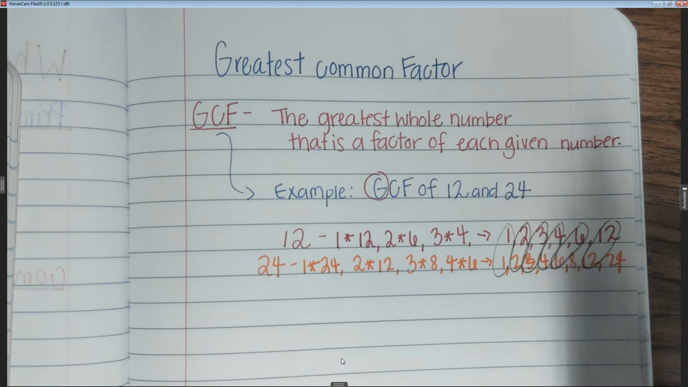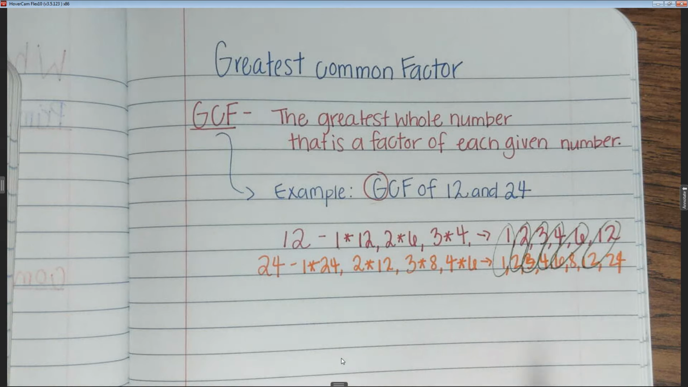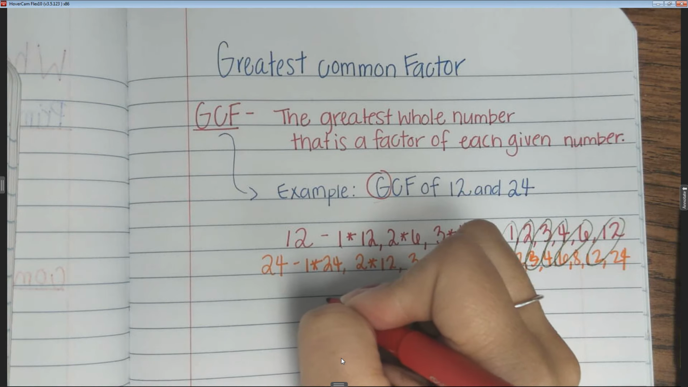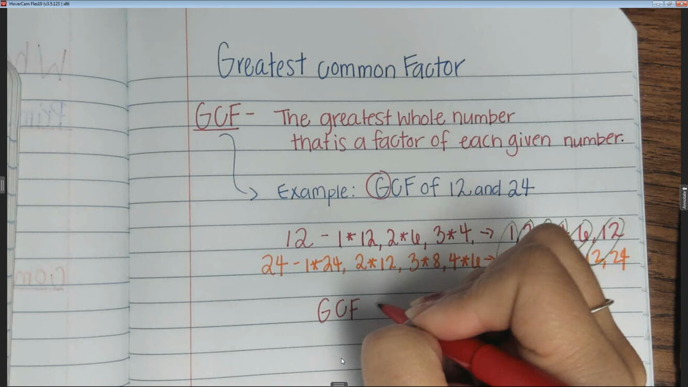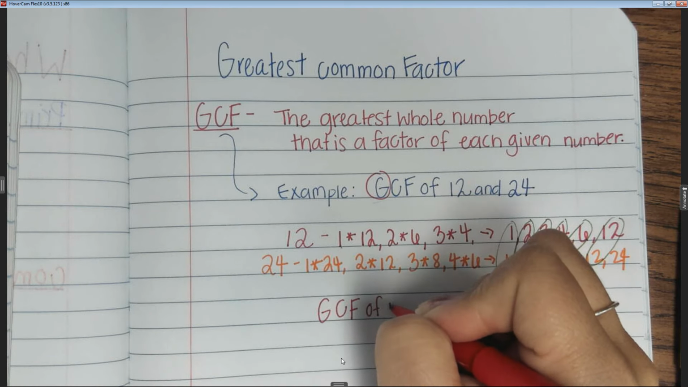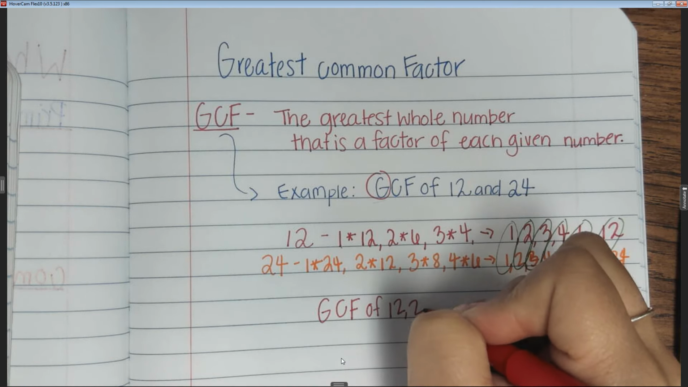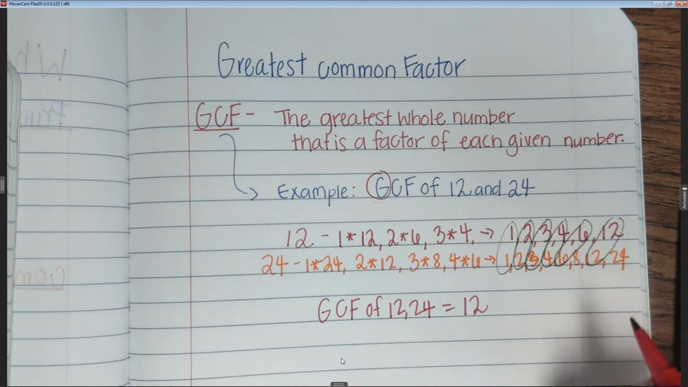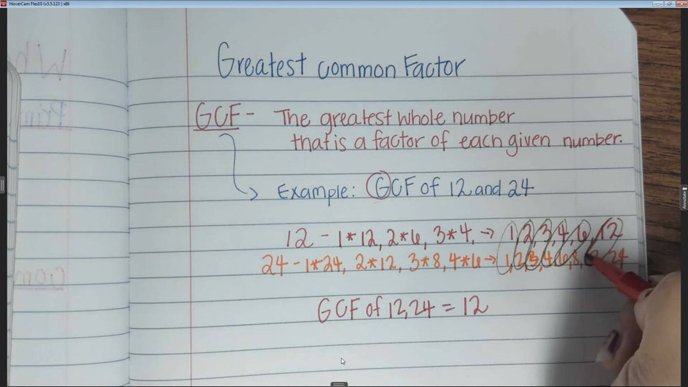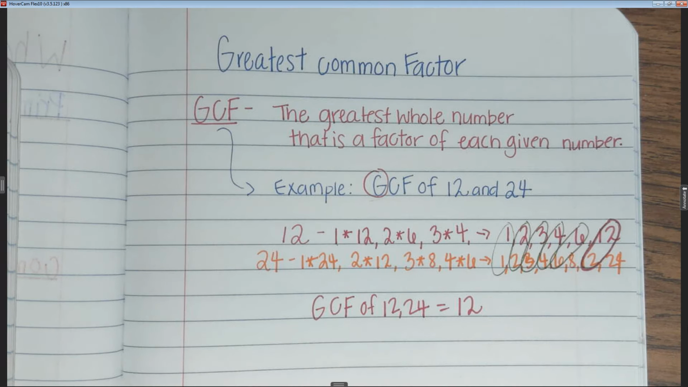Now, with this one, remember, we're looking for the greatest common factor. So of these factors, which one is the greatest? The greatest common factor of 12 and 24 equals 12. Okay, because this is the greatest number that they share. Okay, so that is how you find the greatest common factor.